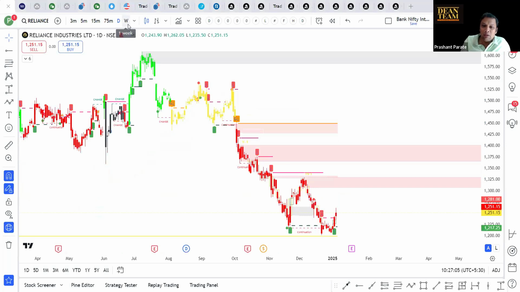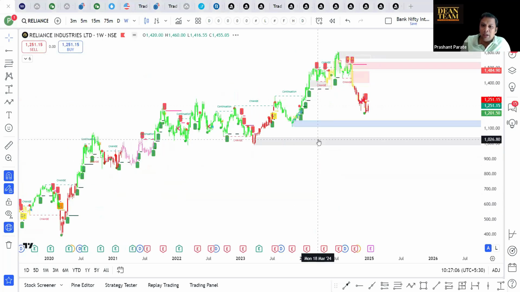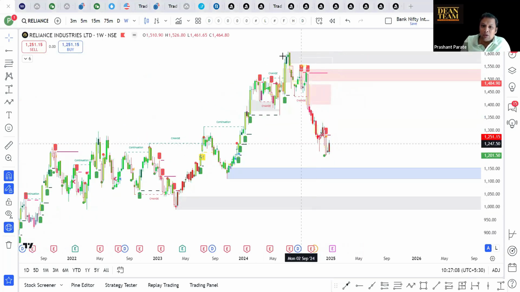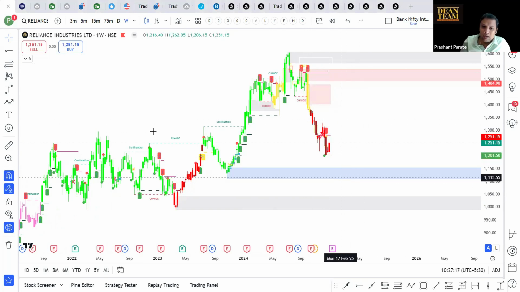Reliance, if we see, weekly trend is down. There is strong downward force now. This is strong force. Trend is down. Force is down on weekly chart.